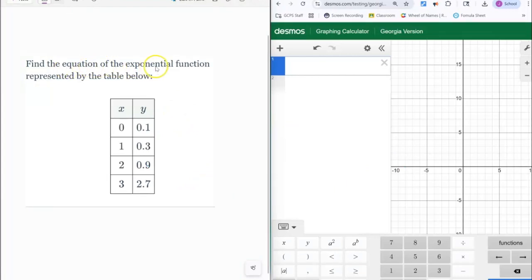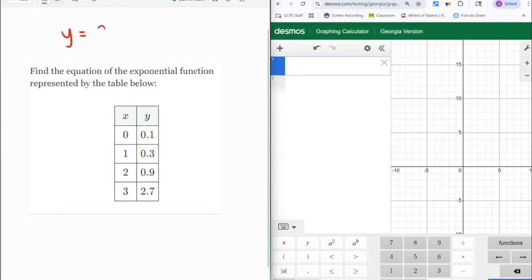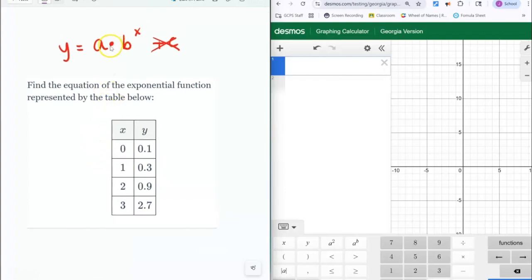Find the equation of an exponential function represented by the table below. Because I see the words exponential function, I already know that I'm going to have y is equal to a times b to the power of x, and possibly a plus c. But again, most of the time you do not see this plus c. It's usually 0, but sometimes you do see it. Once again, you have to know what each thing is. A plus c is the y-intercept, b is the growth or decay factor, and x is time. Once you understand that, you can write it from a table.